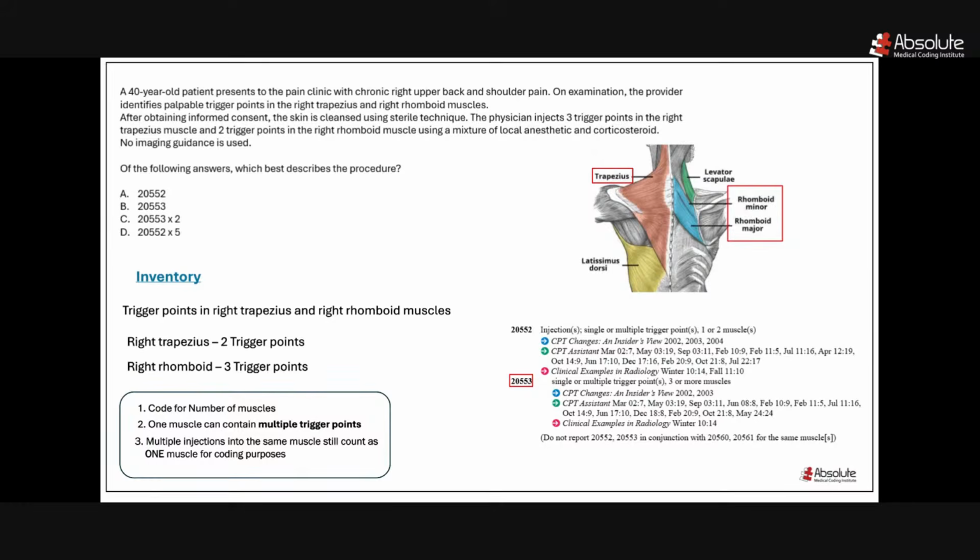And 20553 is for injection, single or multiple trigger points, of three or more muscles. Am I right? So we have only two muscles, as you all are saying in the chat, not three muscles. So that makes option B, 20553, incorrect, and option C is also incorrect.